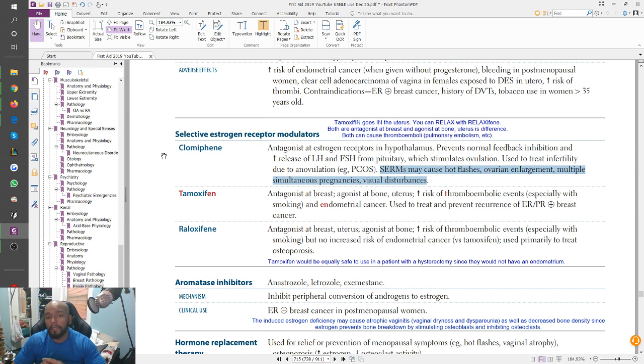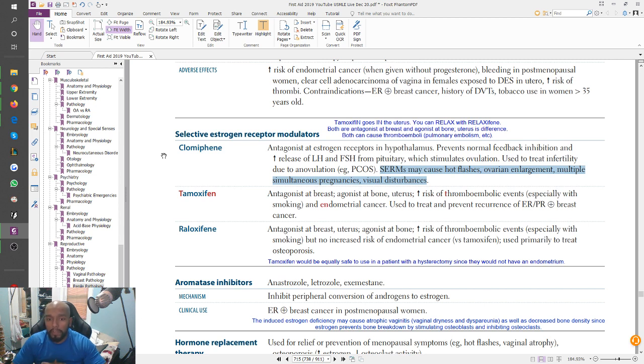Okay, raloxifene is an antagonist at the breast, just like tamoxifen. But the only major difference between tamoxifen and raloxifene is that raloxifene is an antagonist at the uterus, right? So being an antagonist at the uterus, it doesn't really have an increased risk of endometrial cancer, and it's used primarily to treat osteoporosis in postmenopausal women, right?